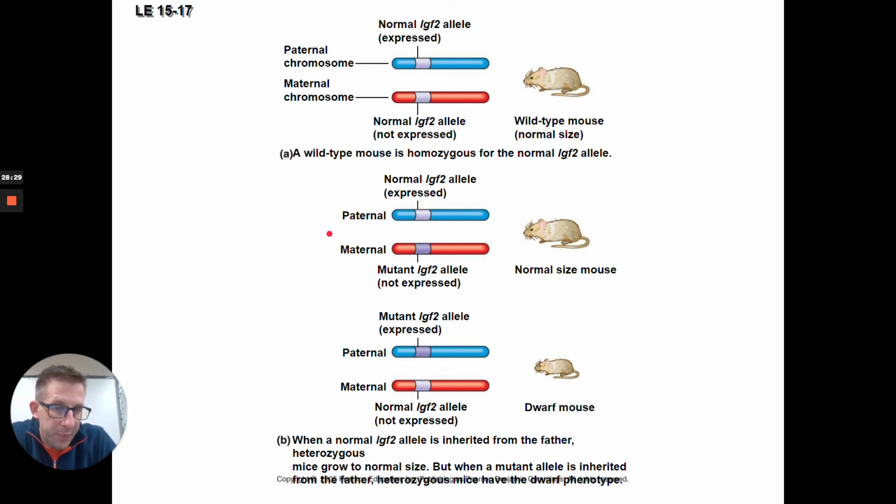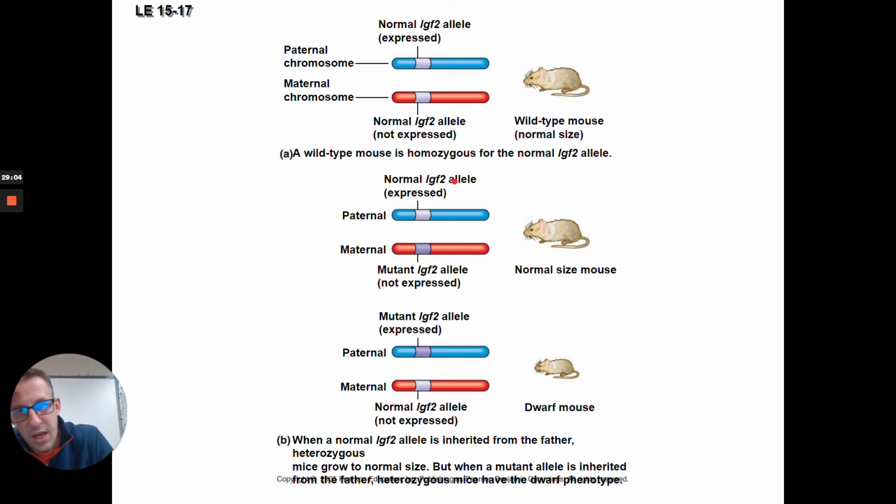So normal Mendelian patterns, assuming that. Okay, this one here on the blue chromosome is a normal IGF2 allele, which means it's the dominant version. On the other chromosome, we have a mutant allele, a mutant version of that gene. And in this case, the mutant version would make him a dwarf. But since the normal version is there, it's going to override the mutant version, so he's going to be normal-sized. He's effectively heterozygous for the normal size, being a normal-sized mouse.